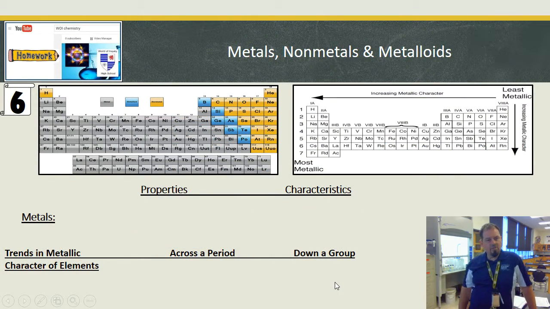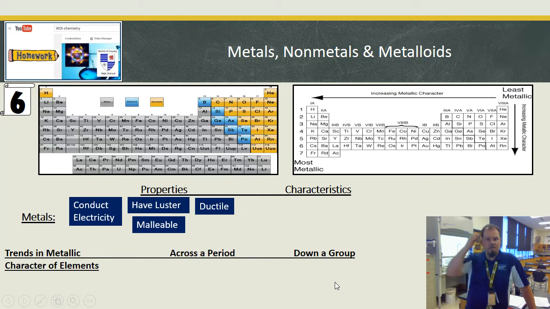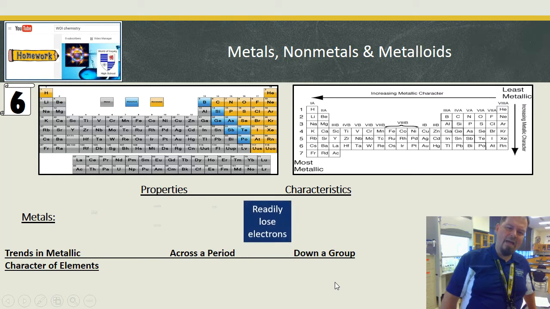So first set of notes, metals. So check it. Metals conduct electricity. They have luster, they are ductile, and they are malleable. These are the properties. So this is during lab. Oh, we are going to do a lab. We're going to do metals versus non-metals. So that flame test lab is actually going to be a metal versus non-metal lab.